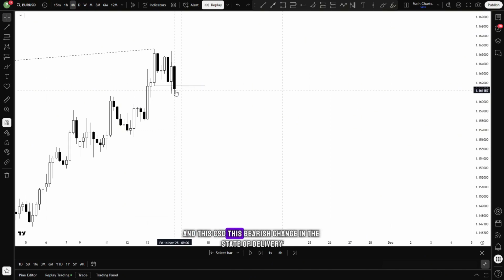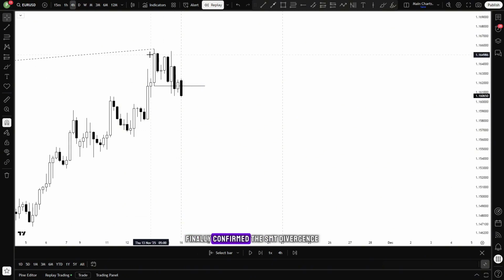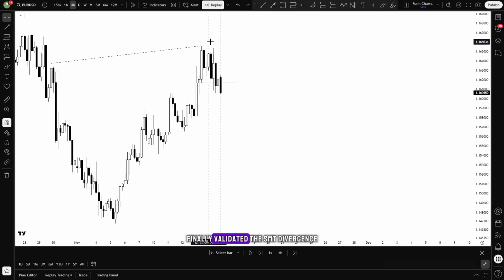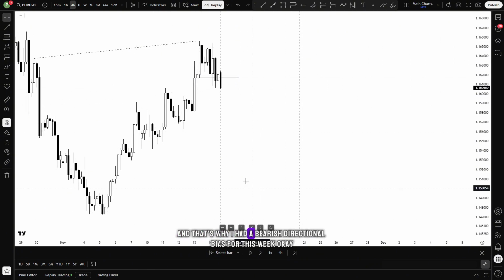And this CSD, this bearish change in the state of delivery, finally confirmed the SMT divergence, finally validated it. It confirmed to me that we had filled the short-term drawn liquidity higher, and now for the next week, we can have a range expansion lower. And that's why I had a bearish directional bias for this week. Okay, and that's why I said earlier that the 4-hour price action was interesting.